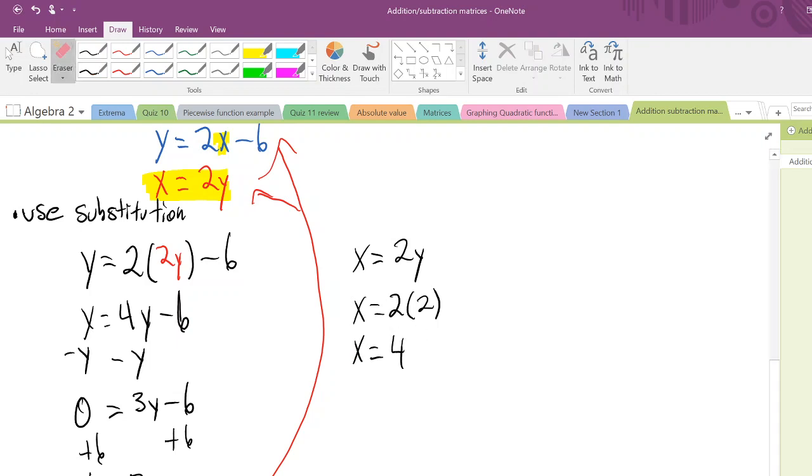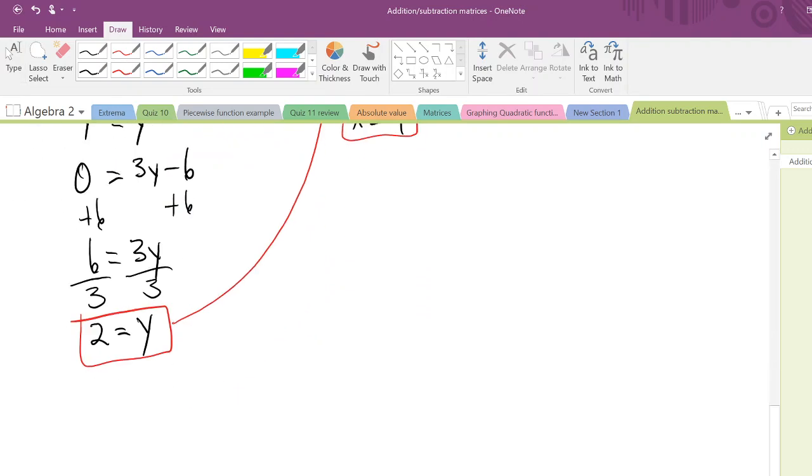And that's all I have to do. It's just a little elimination and substitution. All right, so let's do another example.